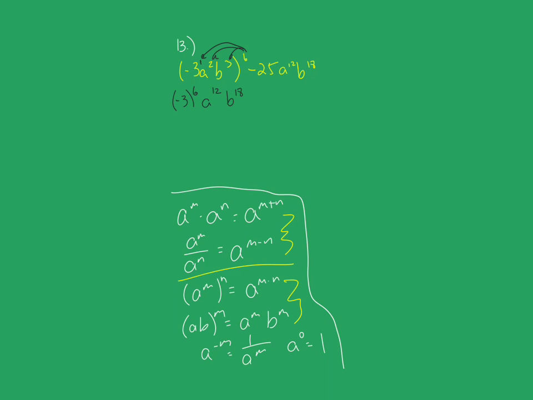The reason we get negative 3 to the 6 is because there's really a little 1 exponent there. So it's not negative 3 times 6. So I do negative 3 to the 6, and I get 729.